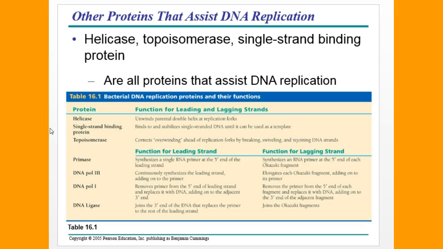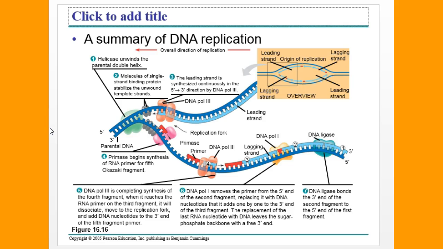Other proteins that assist in DNA replication. There's a whole chart for you: helicase, single-strand binding protein, topoisomerase, primase, DNA polymerase 3 and 1, and DNA ligase. This chart tells you a little about the function and how it affects the leading and lagging strands.